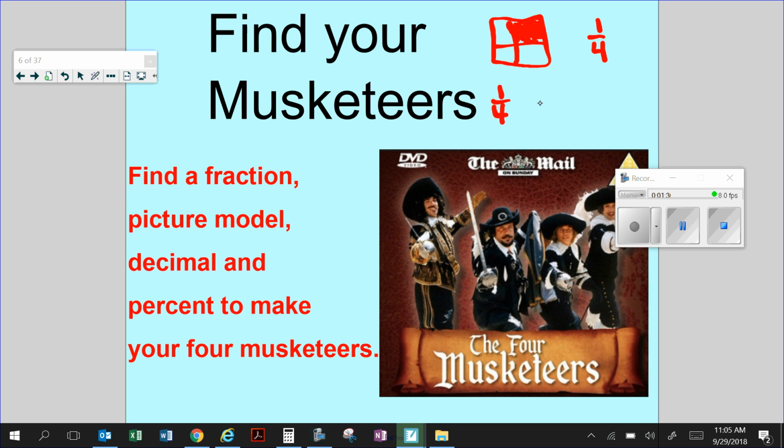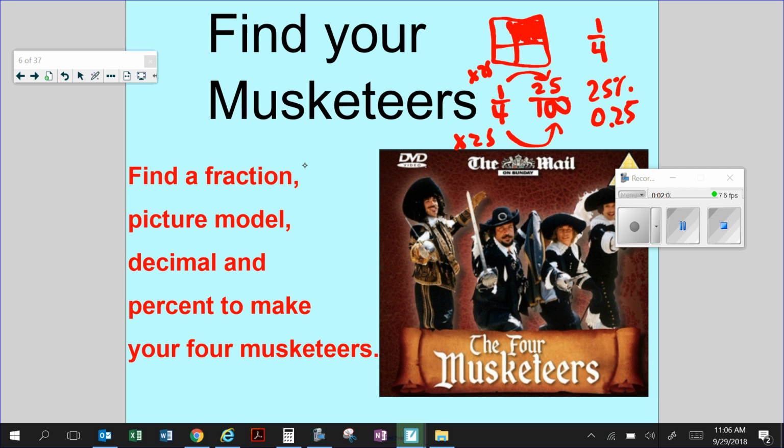Do you know what percent that is? Well, a percent is per 100. What is the relationship between 4 and 100? The relationship is times 25. So it's 25/100, and a percent is anything per 100, so it'll be 25%. And how do you say 25 hundredths as a decimal? 0.25. So this model, 1/4, 25%, and 0.25 are all equivalent.